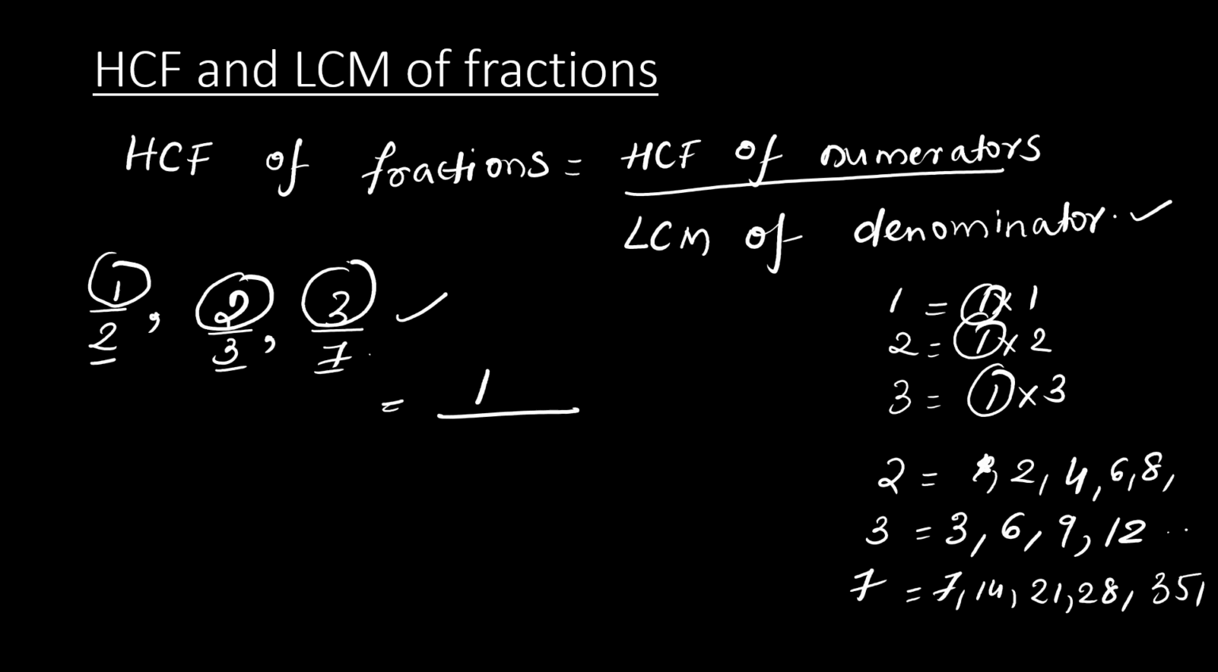Next is 40 to 49, etc. So if we take all these multiples, we can see that 42 is the least common multiple. If we expand this list, we can see that 42 is the least common in all these. So 42 is the LCM of denominators. So HCF of this fraction is 1 by 42. So HCF of fractions is equal to HCF of numerators divided by LCM of denominators.